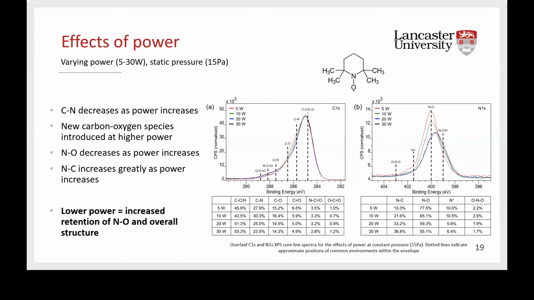The carbon peak shape is roughly the same across all our samples, but as power increases, we see a slight decrease in our carbon-nitrogen environment. We see a slight increase in the carbon-oxygen species. Overall, it suggests we might have more ring cleavage, so this ring structure may be broken up a bit more at higher power. Our behaviour is much more pronounced in the nitrogen spectra. As the power increases, we get less of the nitrogen-oxygen environments, and we get more nitrogen-carbon environments. So that's basically going the wrong way for us. So that's indicating to us that it's probably better for us to use lower power. So lower power is leading to an increased retention of that nitrogen-oxygen bond and the overall structure.